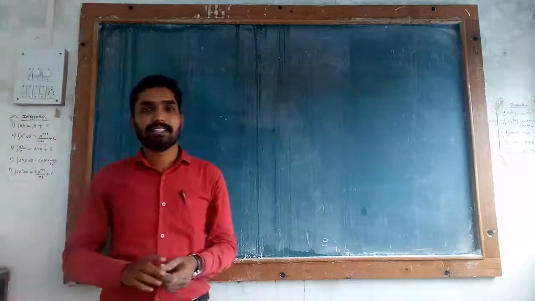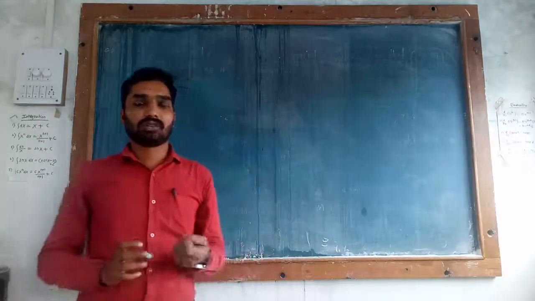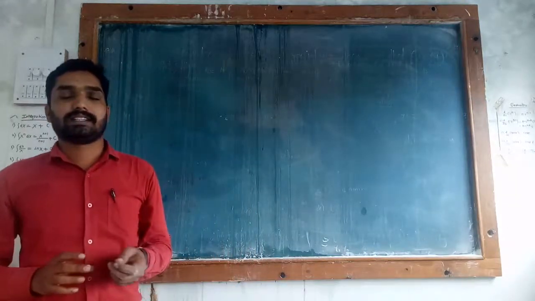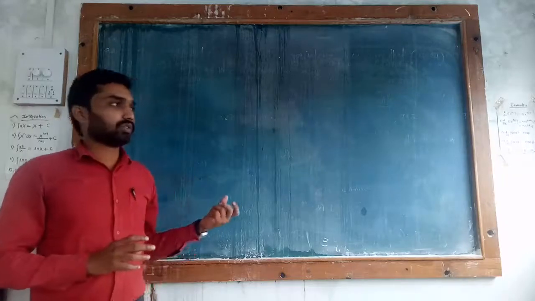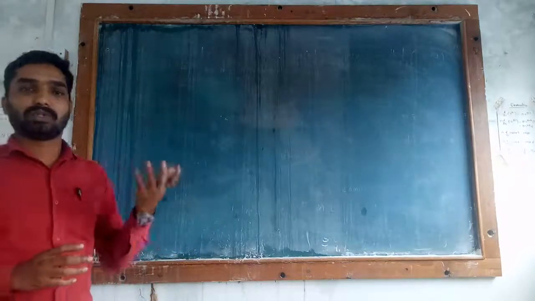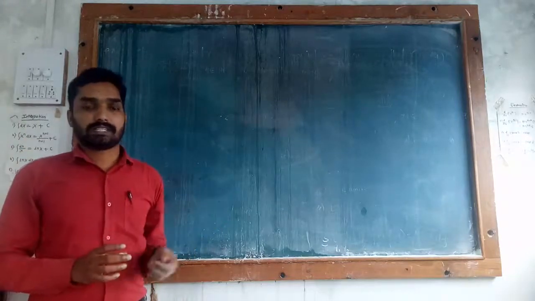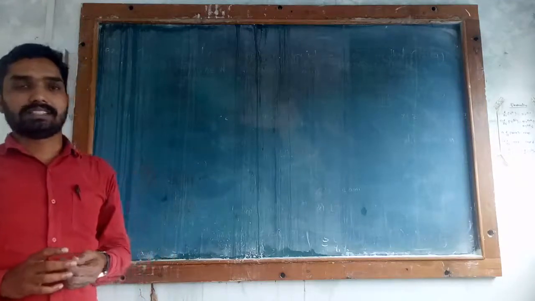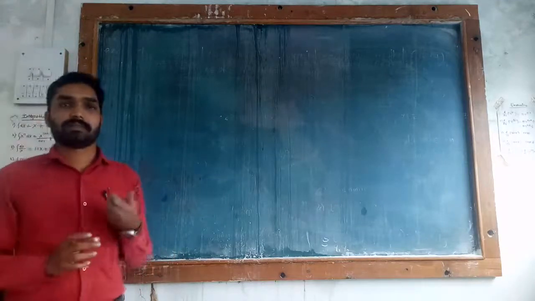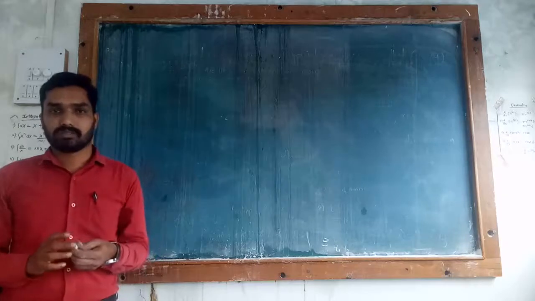Hello friends, in the previous lecture we have seen how to solve a system of linear equations and how to find the value of h and k if we are given the system of linear equations. Now in today's lecture we have to define what we mean by the equivalent form of a matrix and the row reduced equivalent form of a matrix.